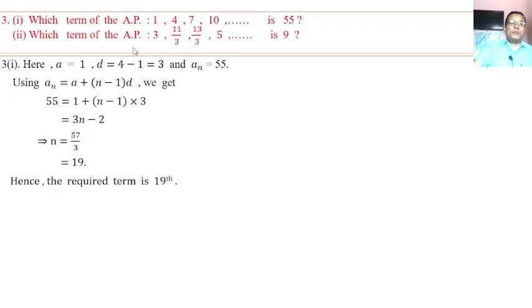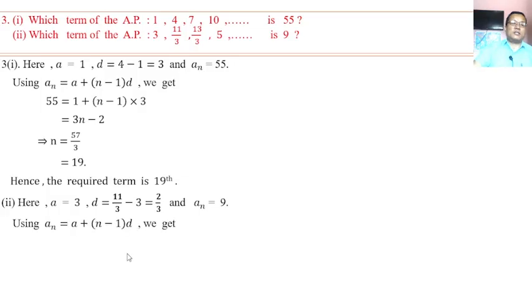Similarly, which term of the AP is 9? Here the first term a is 3, the common difference is the second term minus the first term, we get 2 by 3, and a_n is 9. Using this formula, we get 9 equals 3 plus (n minus 1) times 2 by 3, where n is to be found out.